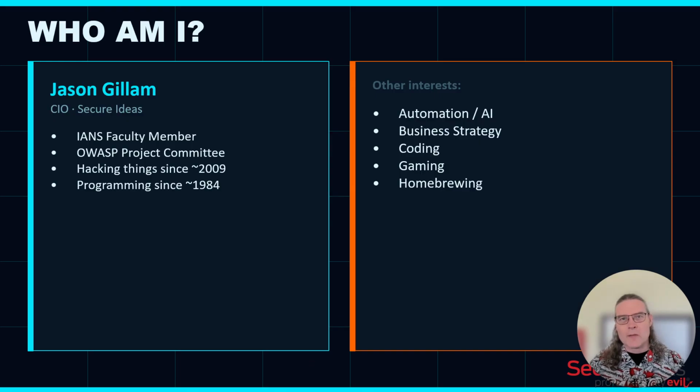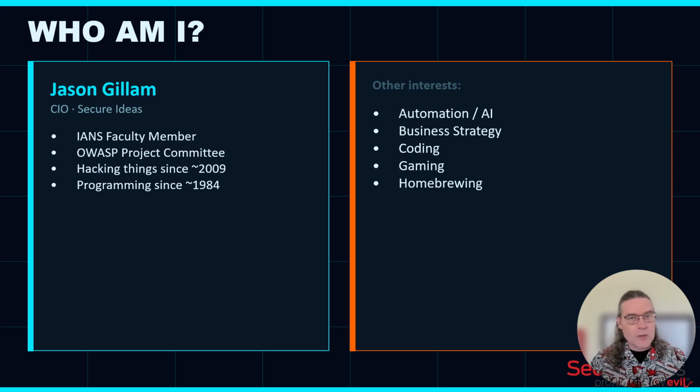Who am I? For those who have never met me in the Charlotte area, my name is Jason Gilam, and I am the CIO of Secure Ideas. Secure Ideas is a pen testing firm. That is primarily what we do, but we also do a lot of other cool things because we're really just a big bunch of nerds. In addition to that, I'm an IONS faculty member. IONS is an organization that pairs up their clients who are seeking expertise in various areas with experts to answer their various different questions that come up.